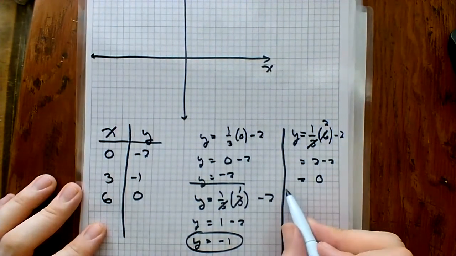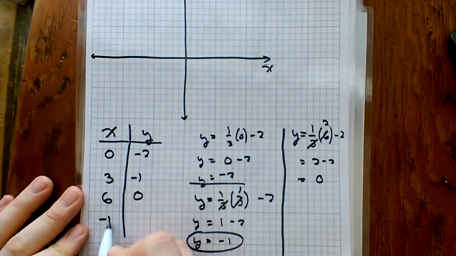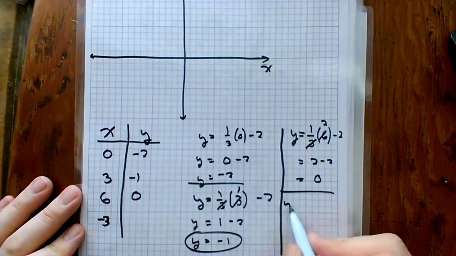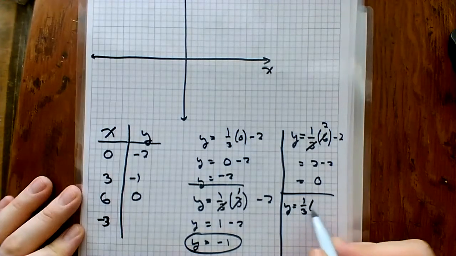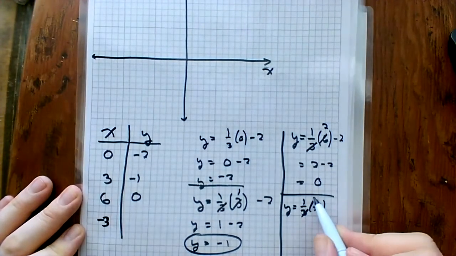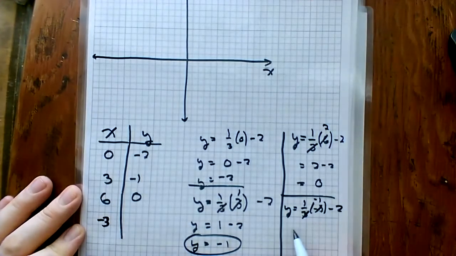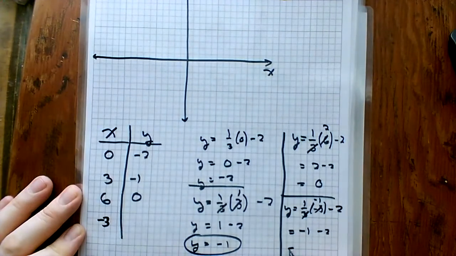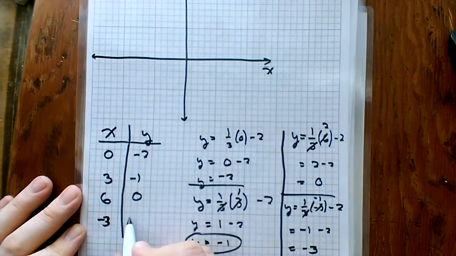And I could keep doing this. I could put a negative 1 in here, or sorry, not a negative 1. How about a negative 3 and see what happens? If I have y is equal to 1/3 times negative 3, 3 goes into 3 once, but it's negative, so negative 1 minus 2. Negative 1 minus 2 would be a negative 3.